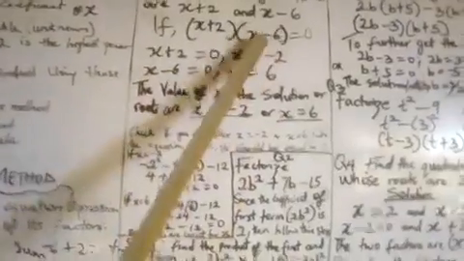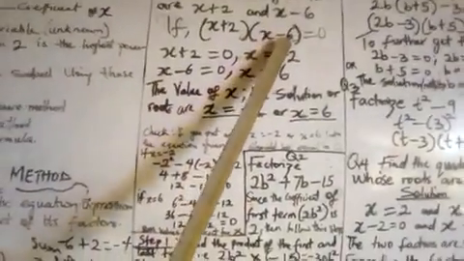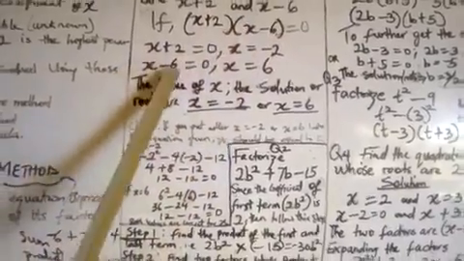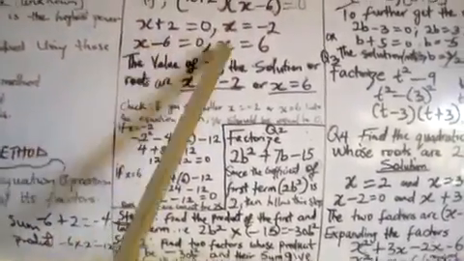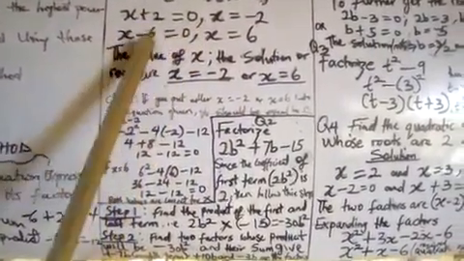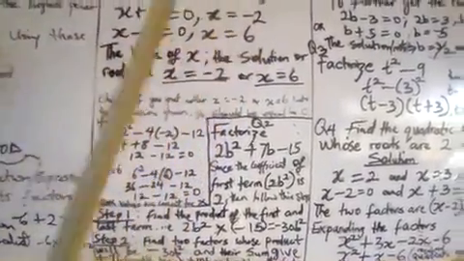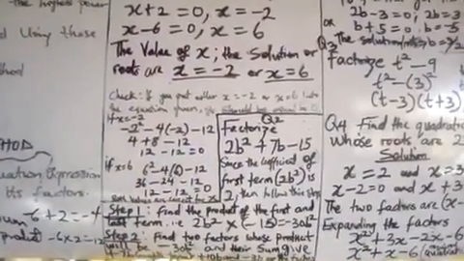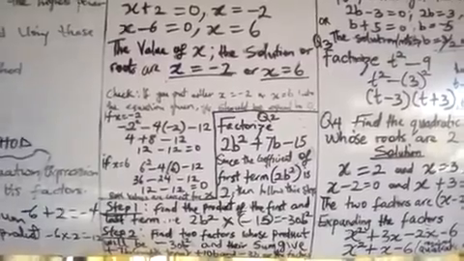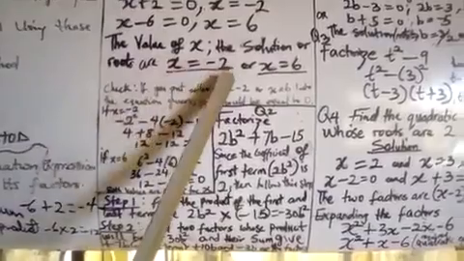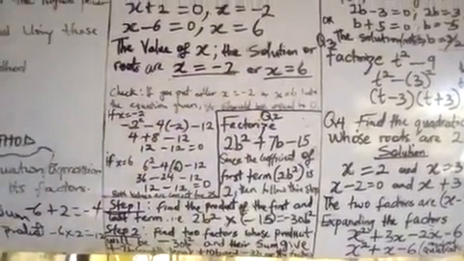Then you come to this. If this x minus 6 is equal to 0, then you have x is equal to 6. When minus 6 crosses the equality sign, it becomes positive 6. So the two roots, the values of x, which are the two solutions for that quadratic equation, are x is equal to minus 2 or x is equal to 6.